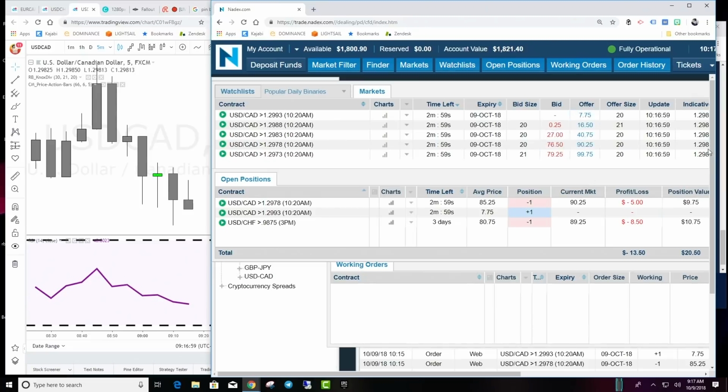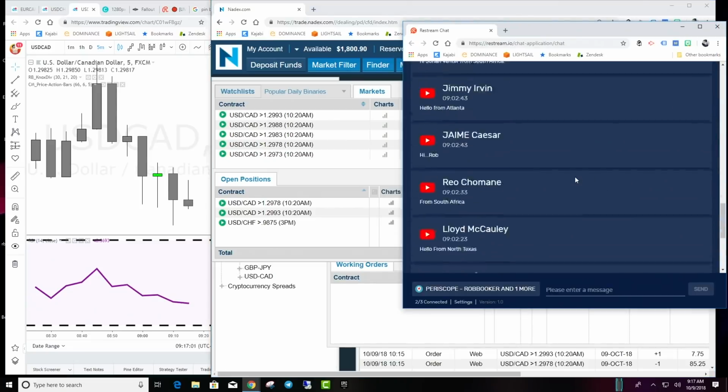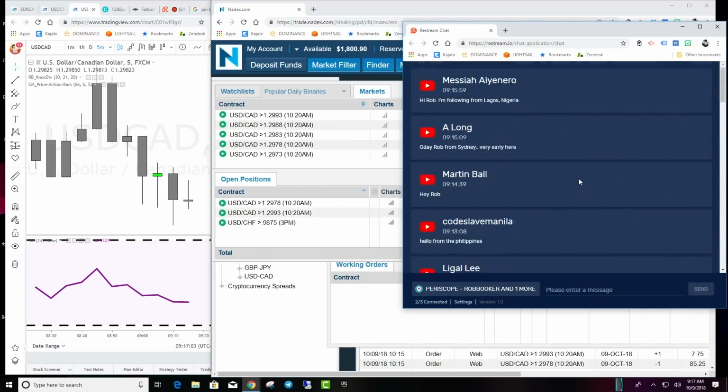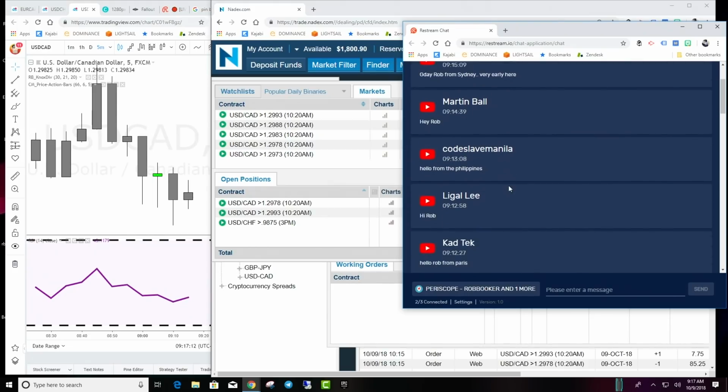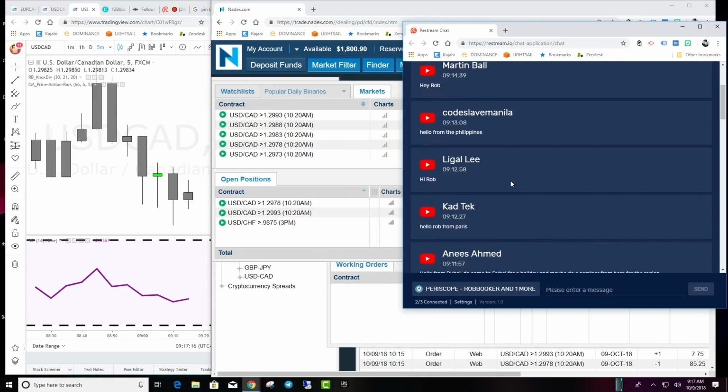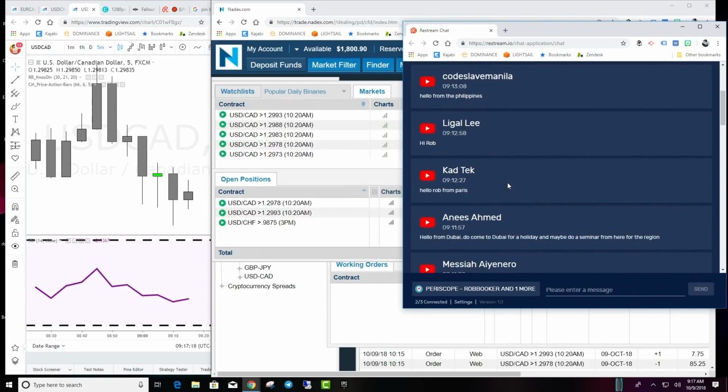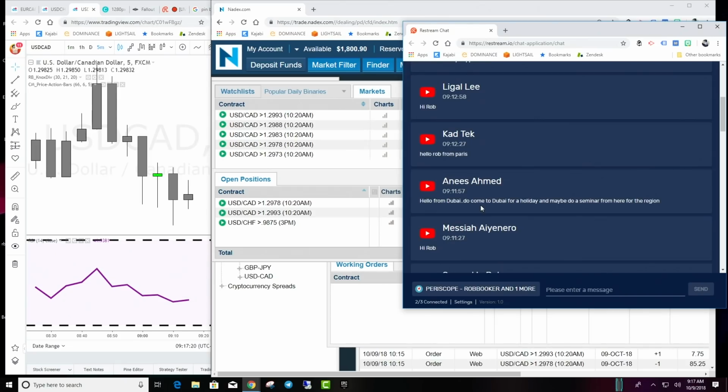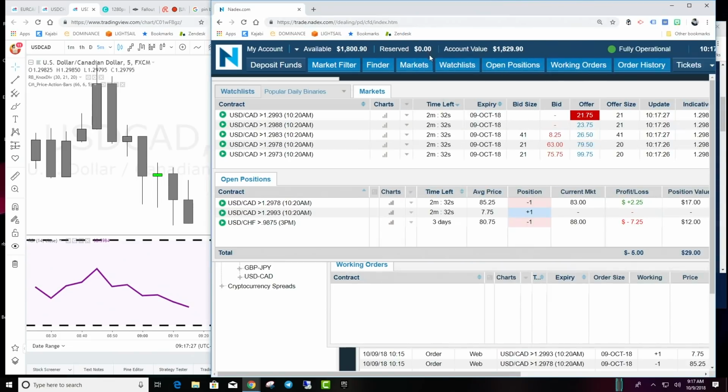While we're waiting here, we might show you some of your comments on the old chat box. Looks like the Facebook chat didn't work. Messiah's here from Lagos, Nigeria. Nice to see you here. G'day from Sydney says A Long. Martin Ball says hello. Code Slavmanila says hello from the Philippines. Legal Lee says hi Rob. Cad Tech says hey from Paris. Bonjour. Anis Ahmed says hello from Dubai. Do Dubai for a holiday and maybe do a seminar here for the region. I would love to. If you can help me set it up, that would be great.